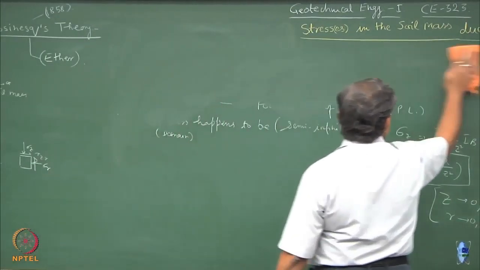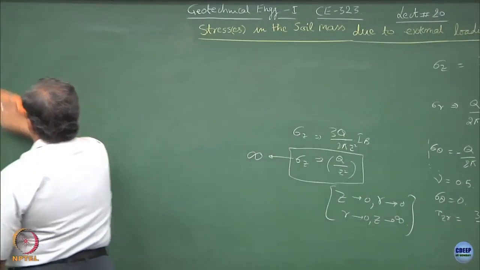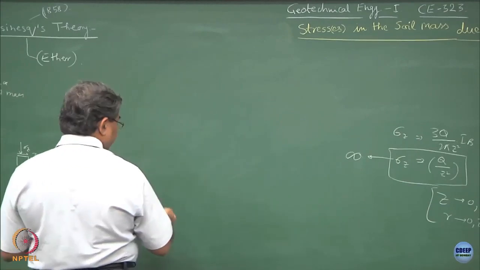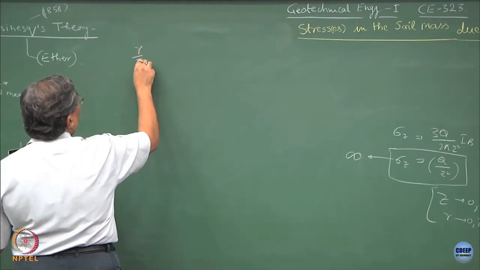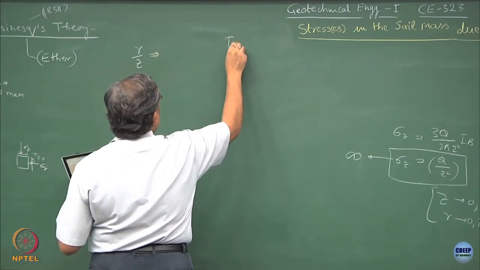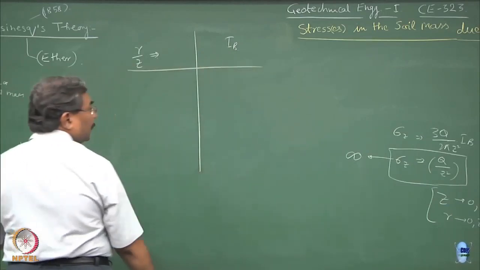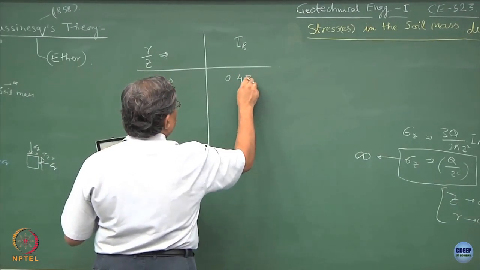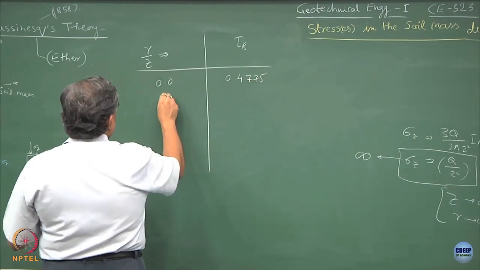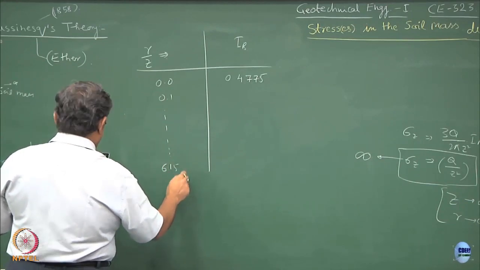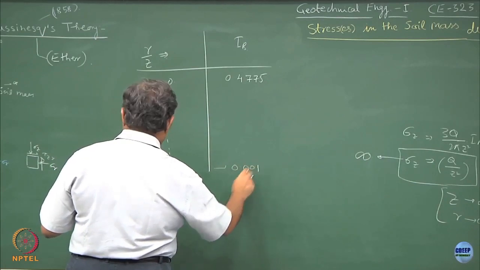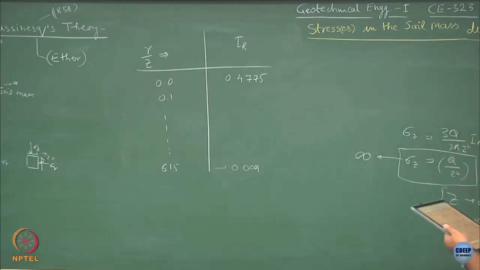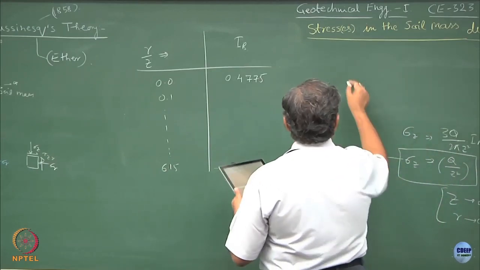So, if you look at this influence chart, if I substitute the values of R and Z, and if I get the values of IB in that expression, for R by Z equal to 0, the IB is 0.4775. You can compute this for different values up to 6.15, and this will be tending to 0.001, 0.0001. So, for all practical purposes, I can write that at r equal to 0.